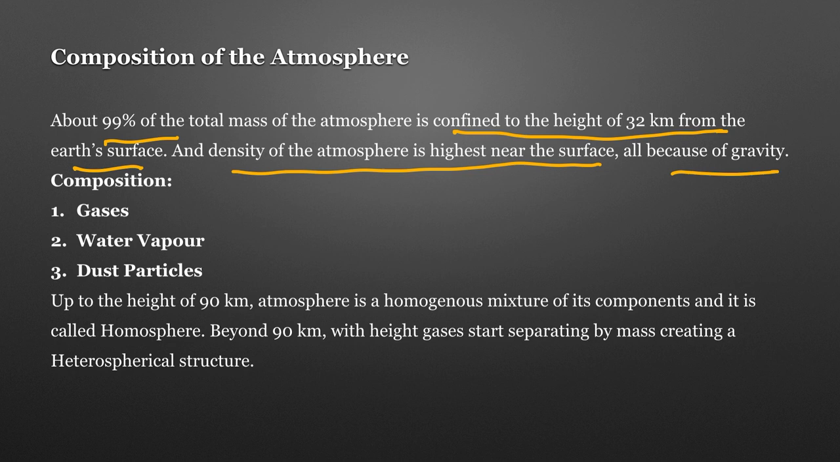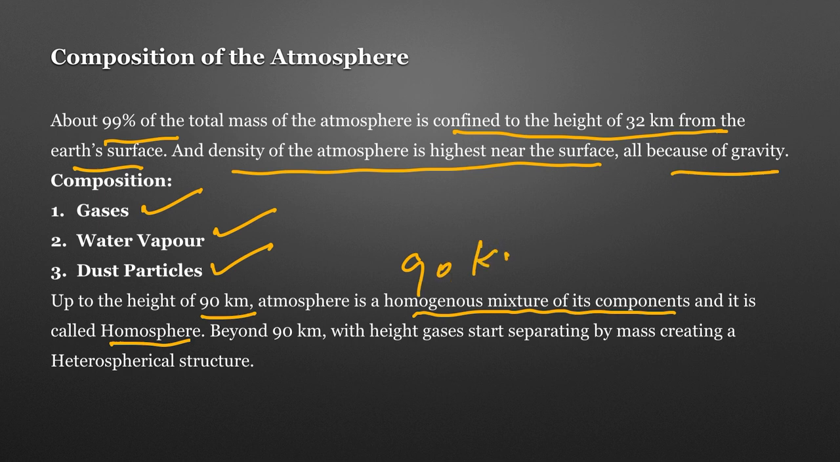Composition. Atmosphere contains gases, water vapor, dust particles. Up to a height of 90 km, atmosphere is a homogeneous mixture of its components. It means different types of gases are mixed, and this makes a homogeneous mixture. This is called a homosphere. It means up to a height of 90 km from the surface of Earth, this is homosphere.